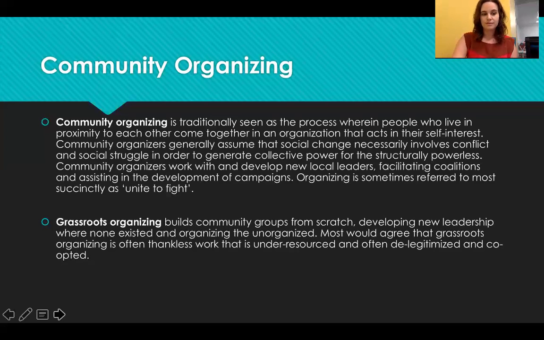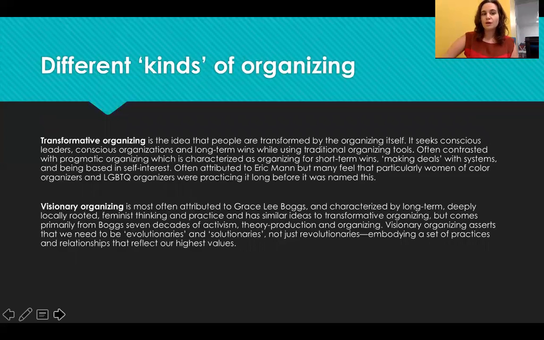Okay, moving on. We're going to be a little briefer here on different kinds of organizing, because this could actually be 6 or 7 modules, not 2. But I wanted to give you 2 examples that when you Google different kinds of organizing, you'll get some different information. These are 2 that I think are really relevant for this course. Transformative organizing is the idea that people are transformed by the organizing itself. It seeks conscious leaders, conscious organizations, and long-term wins while using traditional organizing tools.